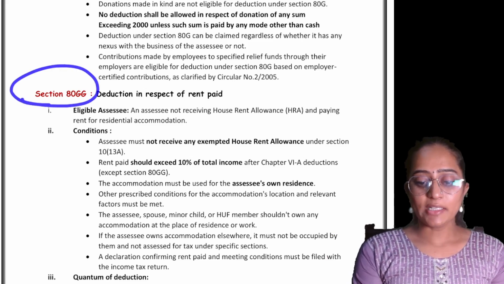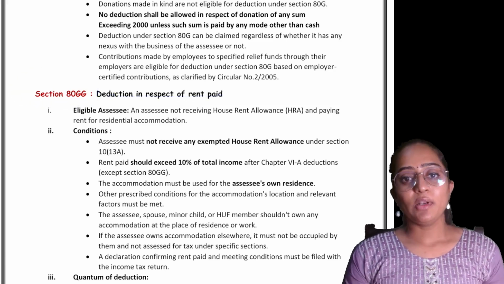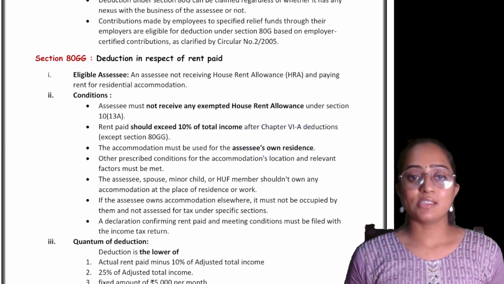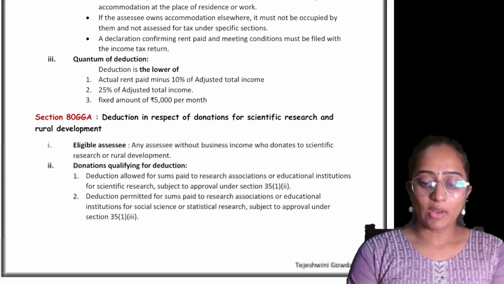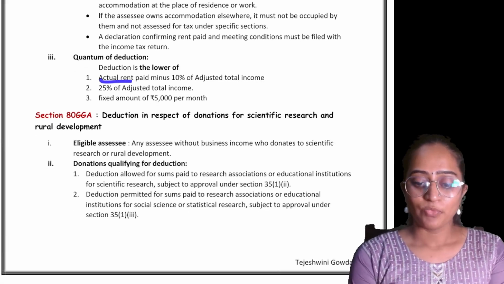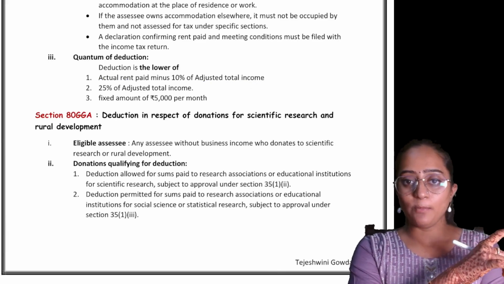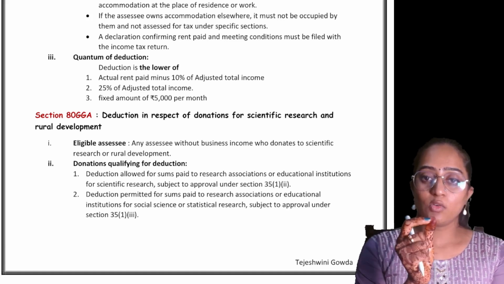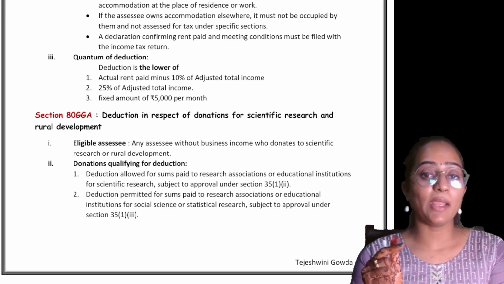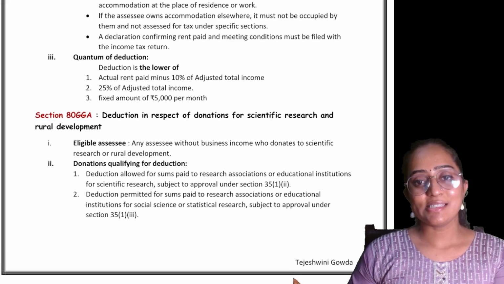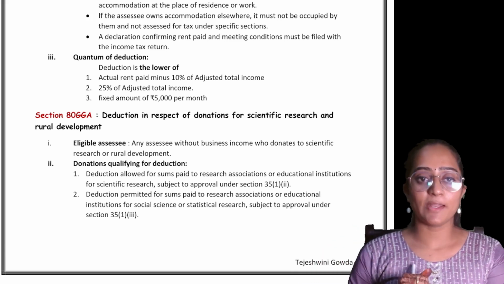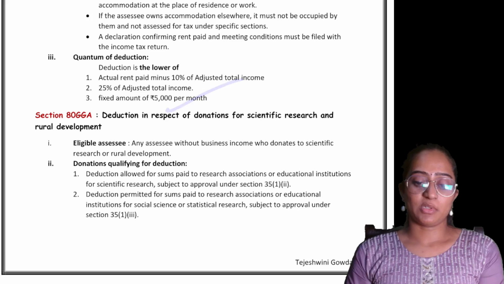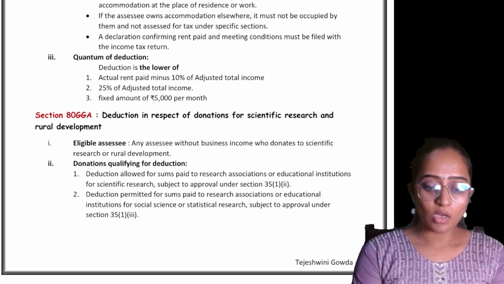Clear? 80GG: deductions in respect of rent paid. Remember, if you want to get the deduction for the rent paid, you shouldn't own any house. The assessee shouldn't own any house. The quantum of deduction available is the actual rent minus ATI. ATI for 80GG shall be GTI minus all deductions except 80GG, minus LTCG, minus short-term capital gain under section 111A. 25% of your adjusted total income, we already know. A fixed amount of 5,000 per month. The least of the following would be allowed as your deduction.